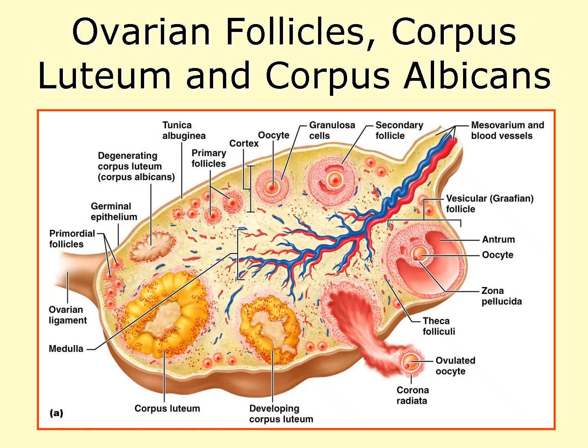Embedded in the cortex are follicles which contain oocytes in various stages of development. The oocytes are surrounded by follicular cells.